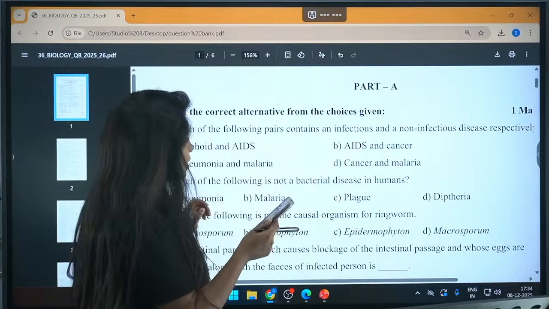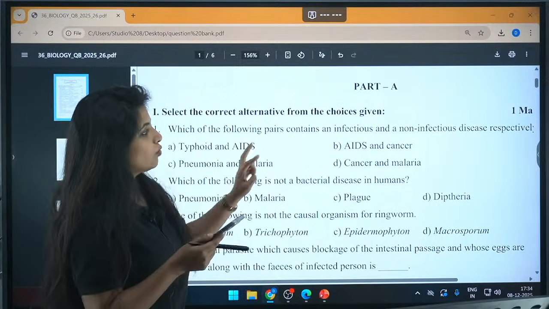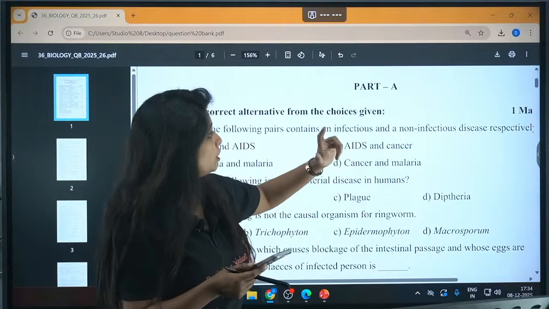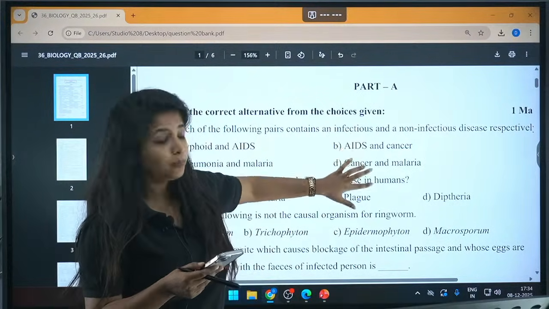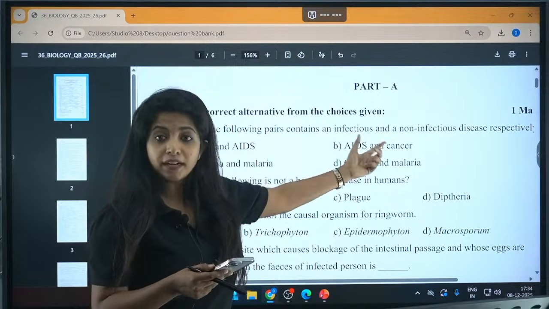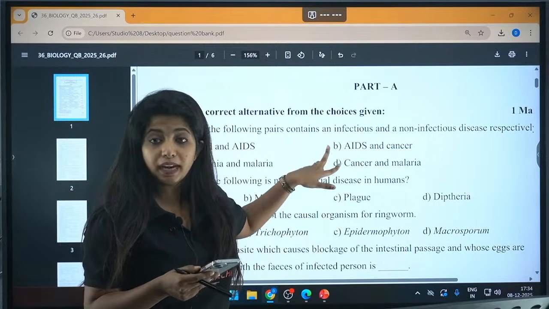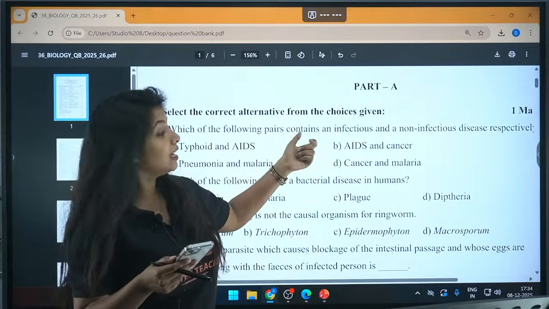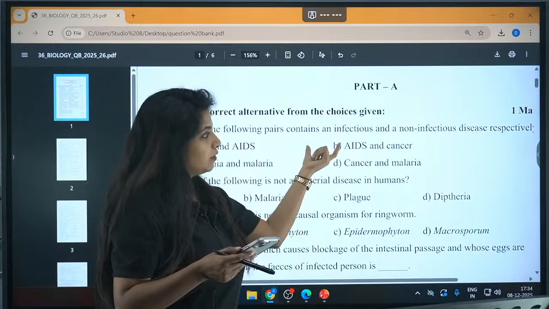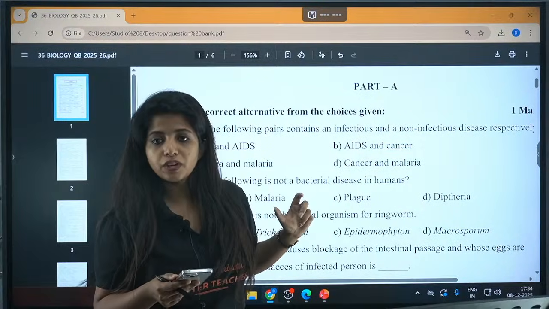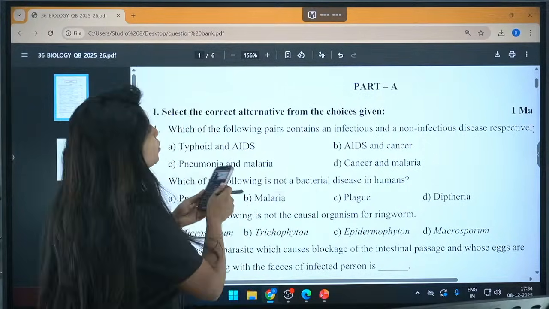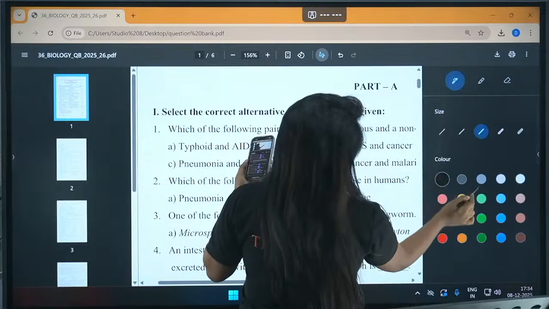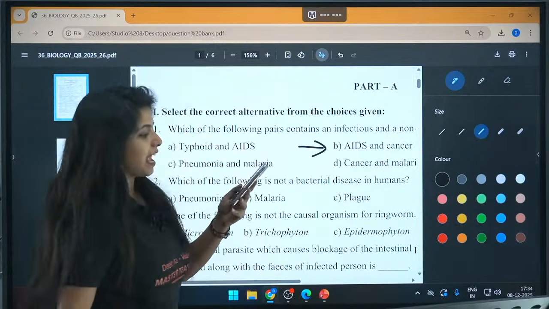What is the answer for this question? Over here, you have two options. One is infectious, the other has to be non-infectious. Since both of these have one infectious and one non-infectious, I can say both B and D. But here in the question, they are asking that the first one should be infectious and the second one should be non-infectious. In that case, your answer for this question would be B. And what is exactly B over here? B is AIDS and cancer.